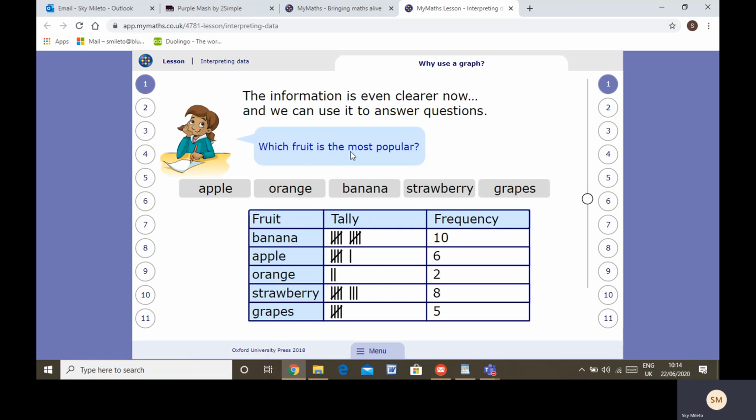And now we can use it to answer some questions. Which fruit is the most popular? Now we could use the tallies, but the numbers are a lot clearer because we know 10 is higher than any of the 1-digit numbers, so banana must be the favourite fruit.